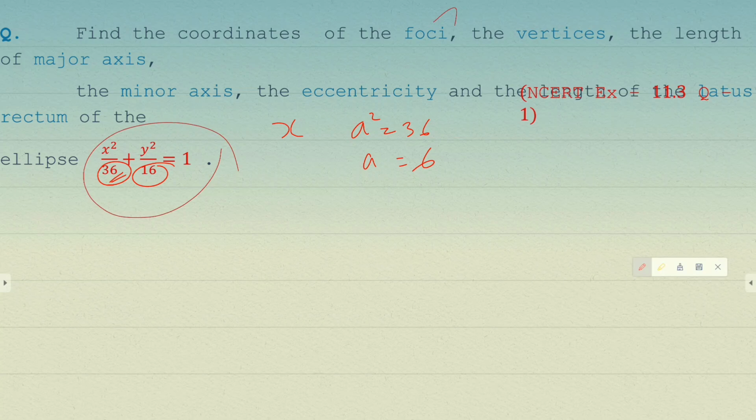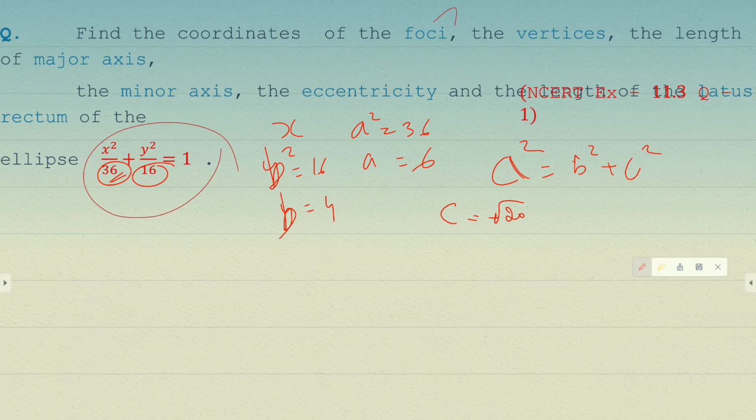6. Okay, and what is b square equal to? 16. What is b equal to? 4. Sorry, it's not y square, it's b square. Okay, b square. So I got a as 6 and b as 4. So what is c, guys? a square equal to b square plus c square, right? Using this, please find the value of c. What is the value of c? Plus or minus root 20. Now we need not worry about that. Okay.